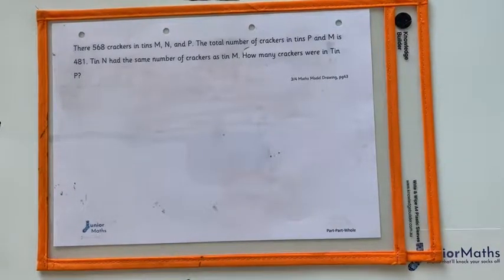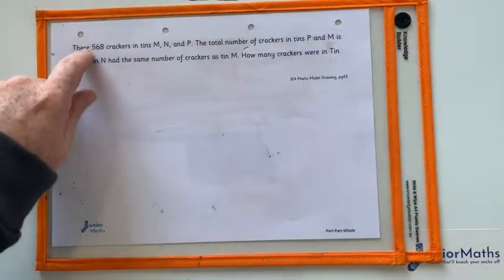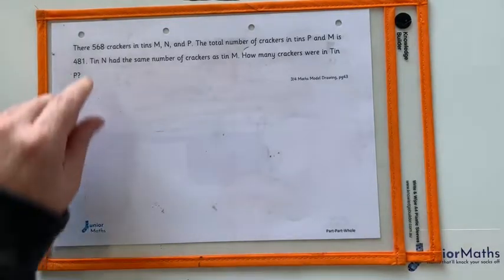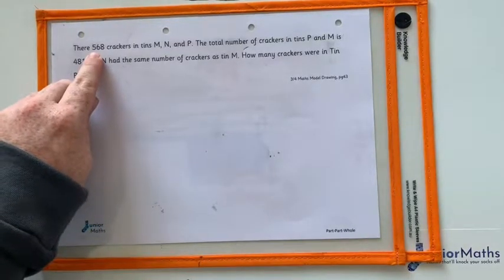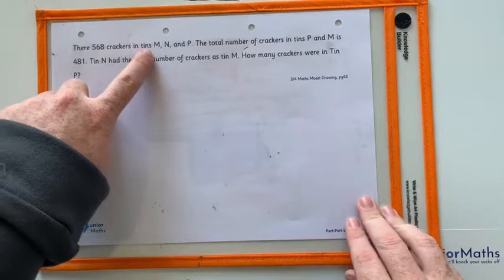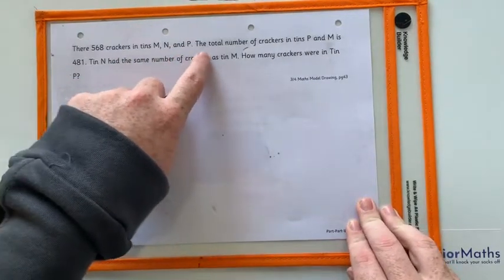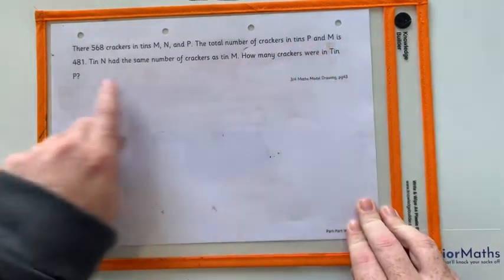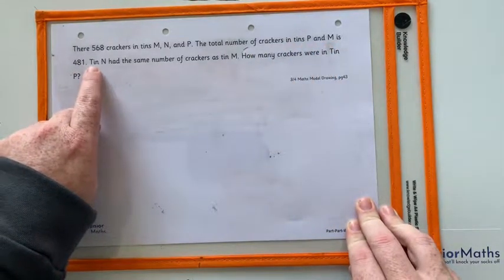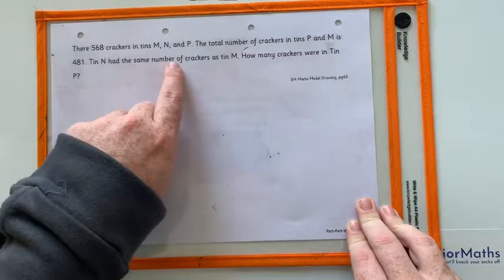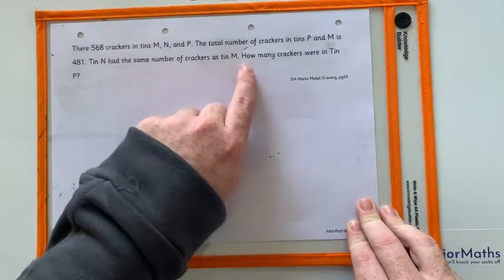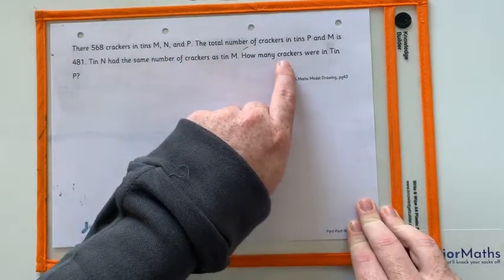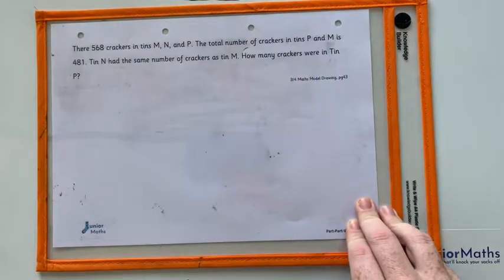Taking a look at some addition and subtraction with the bar model here. I apologise, I've just noticed that there is a word missing here. There were 568 crackers in tins M, N and P. The total number of crackers in tins P and M is 481. Tin N had the same number of crackers as tin M. How many crackers were in tin P?